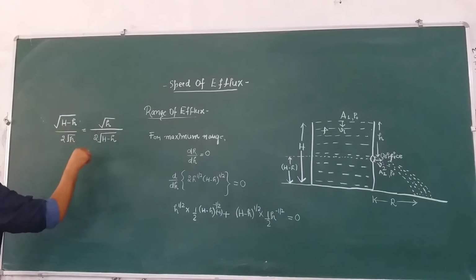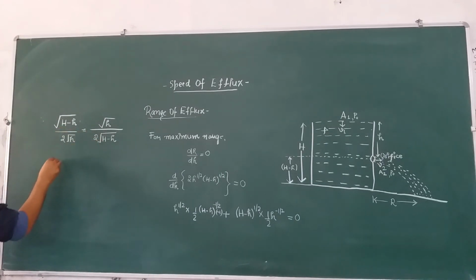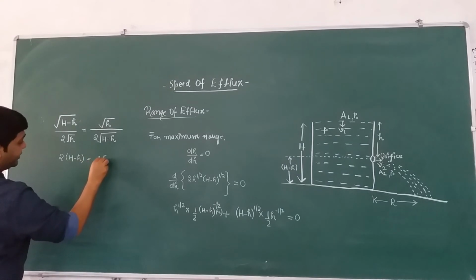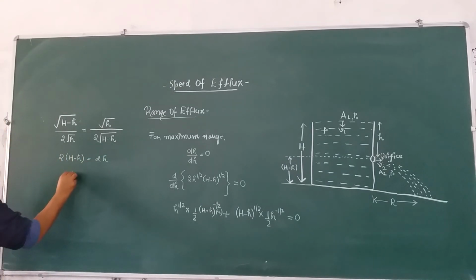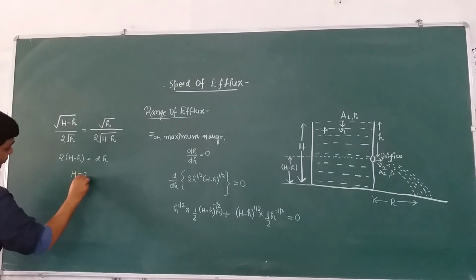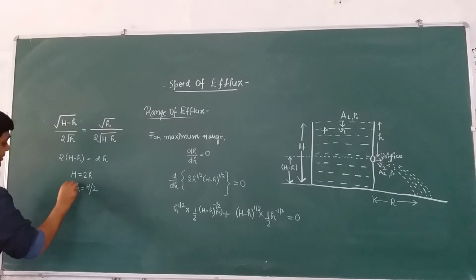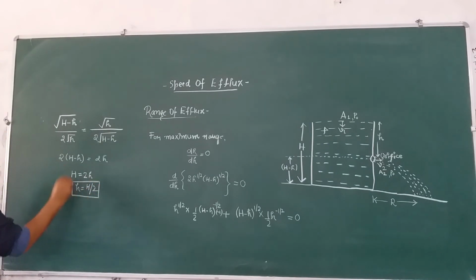And now if we cross multiply, the square root will be removed, and so we will have 2 into h minus h is equal to root H will become H, so we will have 2h. This 2 into cancel out, and we will have h is equal to 2h, and therefore h is equal to H by 2. H is equal to capital H by 2.